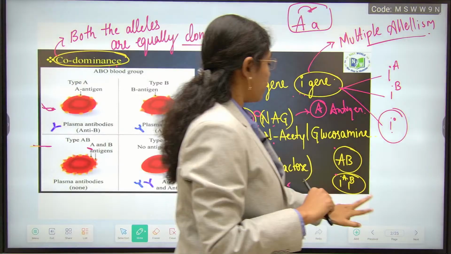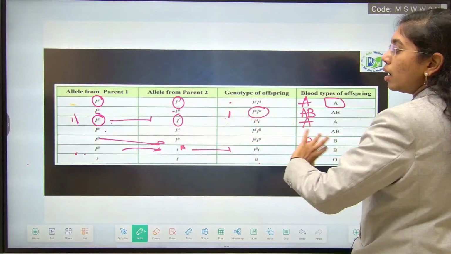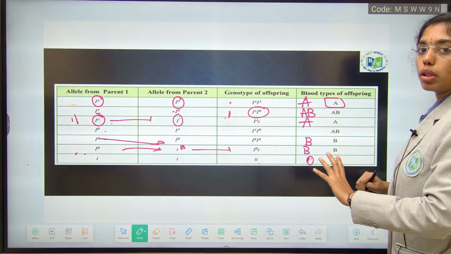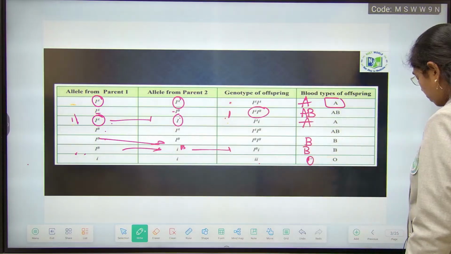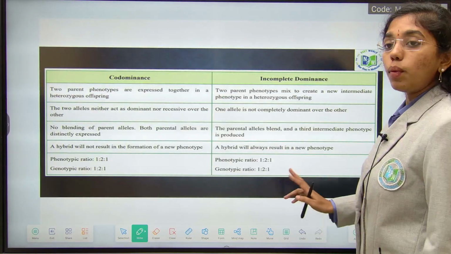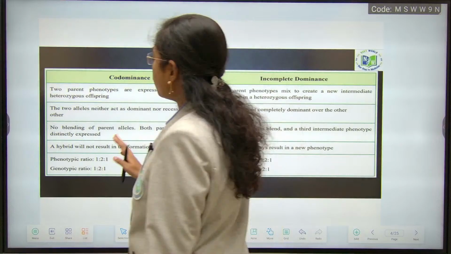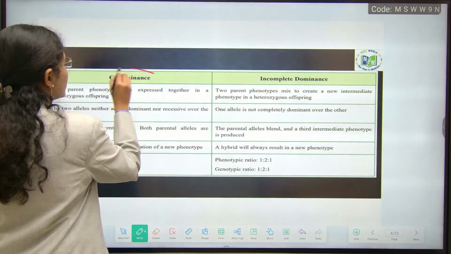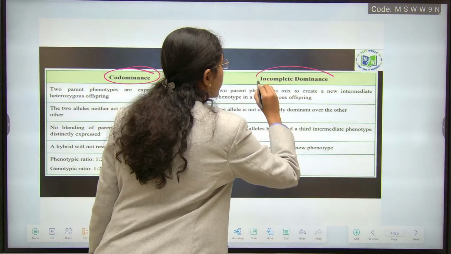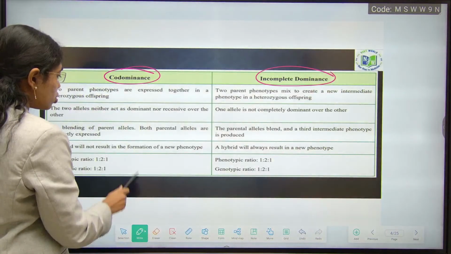And make sure you are clear with the allelic combinations of both the parents with the resulting genotype and blood group in the offspring. Now let us clearly understand the differences between codominance and incomplete dominance. Codominance, you look at here carefully.